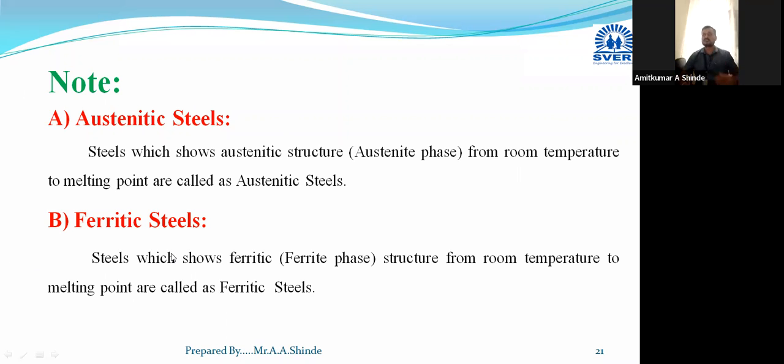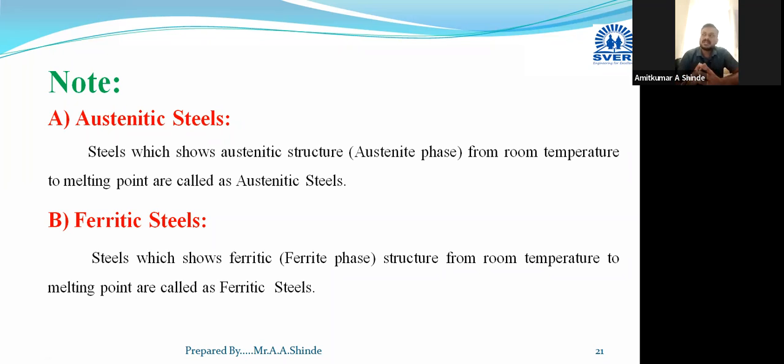They may ask you these questions in multiple choice questions, MCQs, or in match the pairs. On the left hand side, they will provide you the steel names, and on the right hand side, they will provide phases, and you have to choose the correct option. Austenitic steels: only austenite phase from room temperature to the melting point, and ferritic steels: only ferrite phase from room temperature to the melting point.